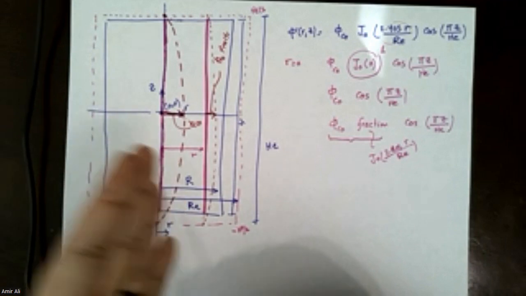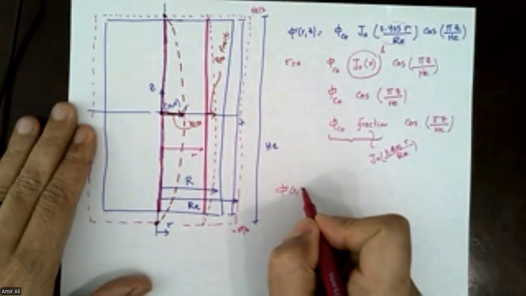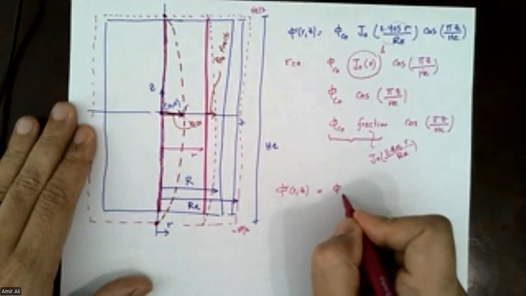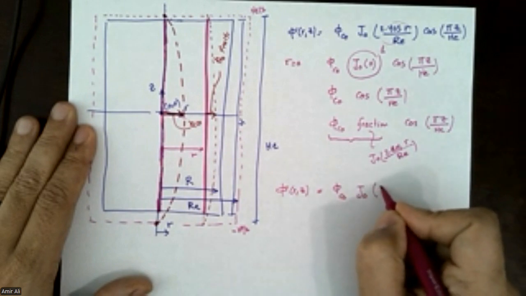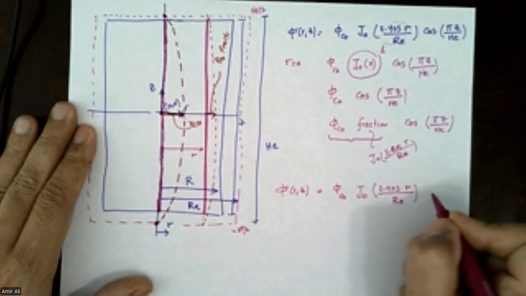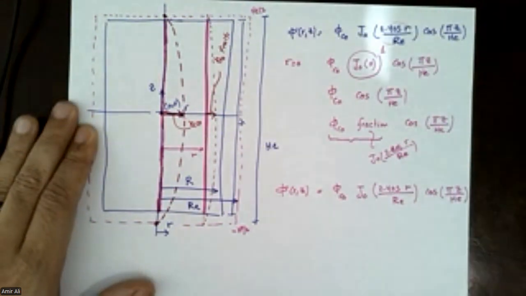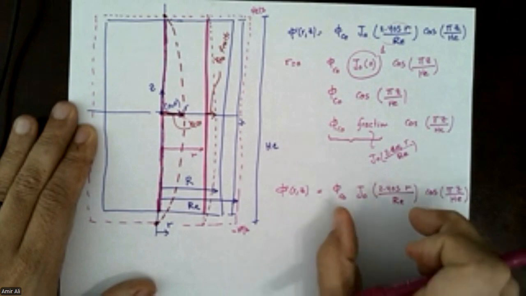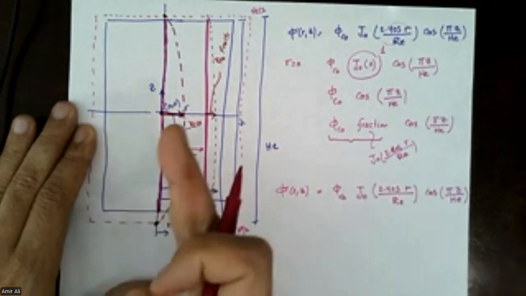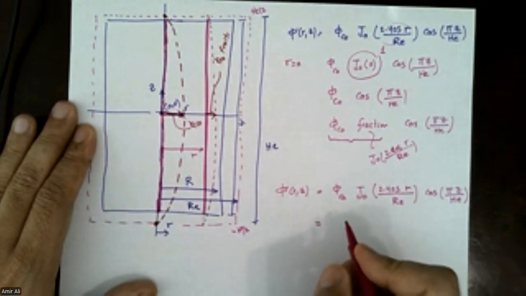The same situation happens on the left side. So we are using the symmetry of the reactor, so you don't have to do that. So the point is, phi as a function of R and Z can be written as phi C naught, J naught of 2.405 times R divided by R E, times cosine of pi Z over H E. Okay? I can combine these together because this is representing the amplitude at any specific location R. This will be a fraction. This will be the maximum neutron flux. So I can write down the equation as follows.